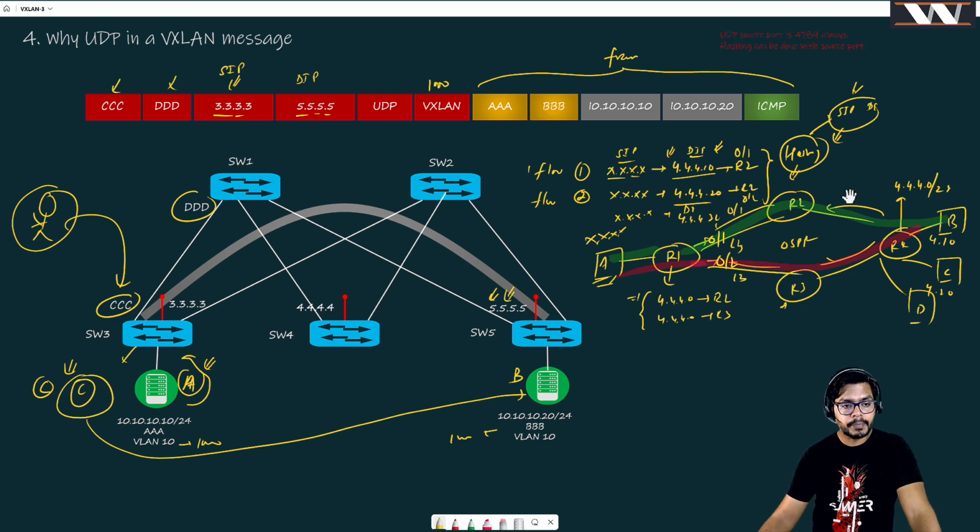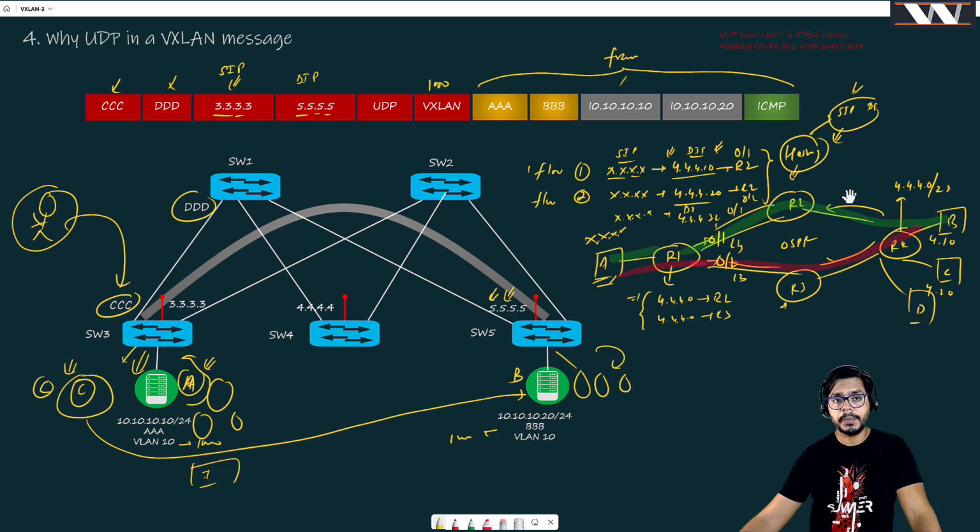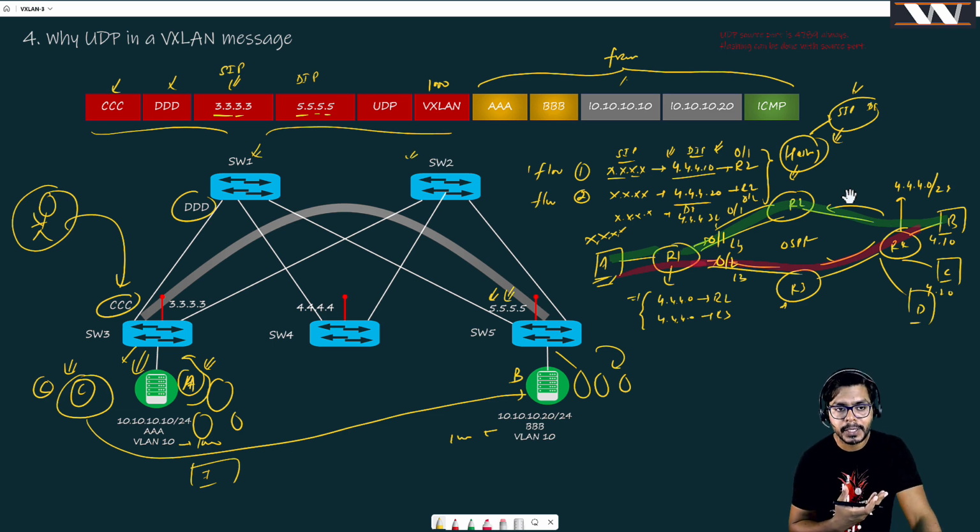In fact, if many machines are there just below switch 3 and many machines are there just below switch 5, all the machines are going to have different inner packets for sure on the basis of source MAC, destination MAC, source IP, destination IP. But the outer packet, which is seen by these guys, will be absolutely the same. It is always going to be that the packet is coming from 3.3.3.3 going to destination 5.5.5.5.